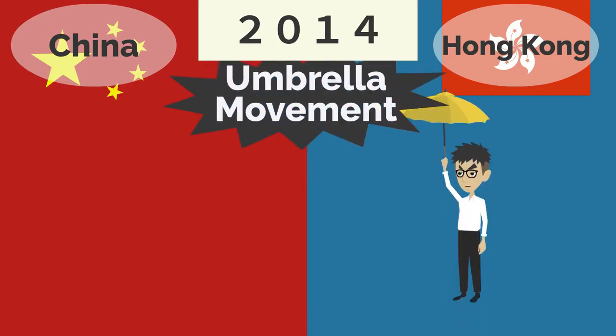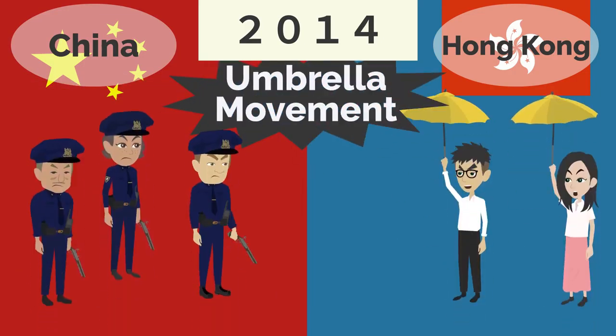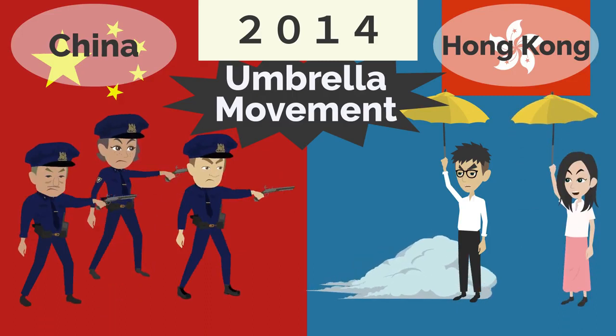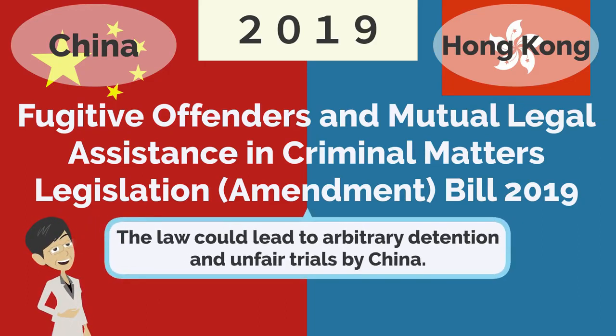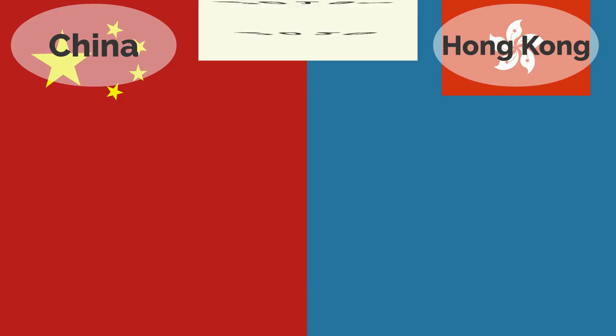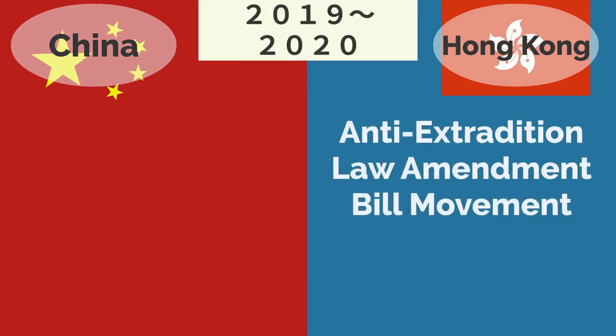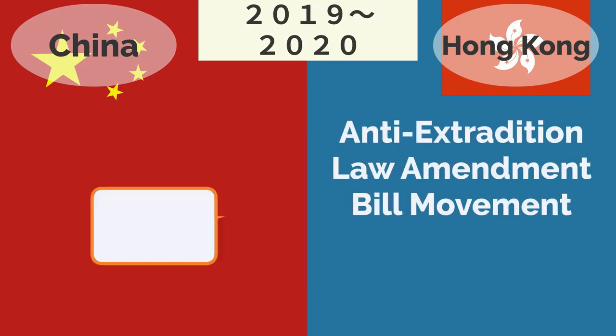Tens of thousands of students and citizens protesting this electoral system occupied the downtown area. In 2019, the Fugitive Offenders and Mutual Legal Assistance in Criminal Matters Legislation (Amendment) Bill 2019 was submitted in Hong Kong. The law could lead to arbitrary detention and unfair trials by China. From 2019 to 2020, there was a large-scale democratization protest in Hong Kong.